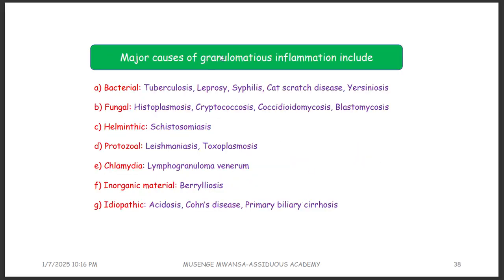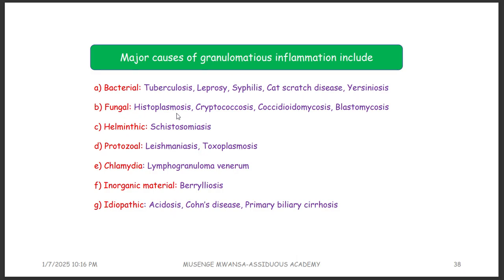So, what are the major causes of granulomatous inflammation? What can cause chronic inflammation? Because if we say granulomatous inflammation, that is basically chronic inflammation, because that is a feature, right? So, bacterial infections can cause granulomatous inflammation, for example, TB, leprosy, syphilis, cat scratch disease, yersiniosis. This is caused by Yersinia pestis. This is bad. You are going to understand this in pathology. These are very bad diseases.